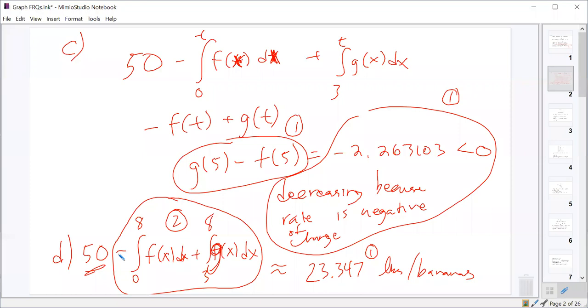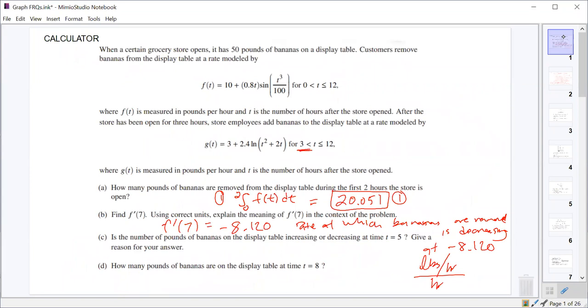Everybody good there with that one? Oh, did I not tell you guys for B? For B, it was 1 point for this value, and then 1 point for your explanation. So 2, 2, 2, and then 3 for the last one. Everybody good there? Any questions on the banana problem?